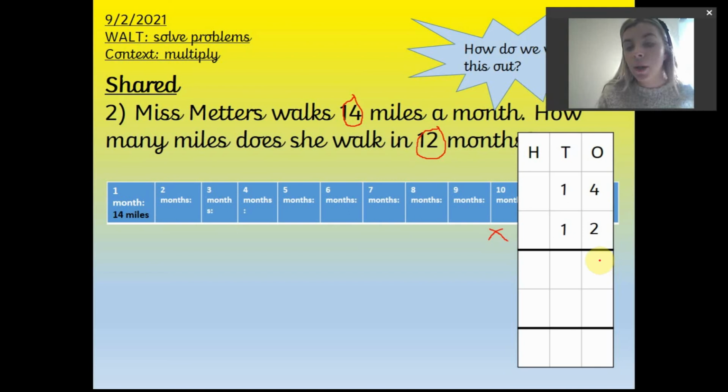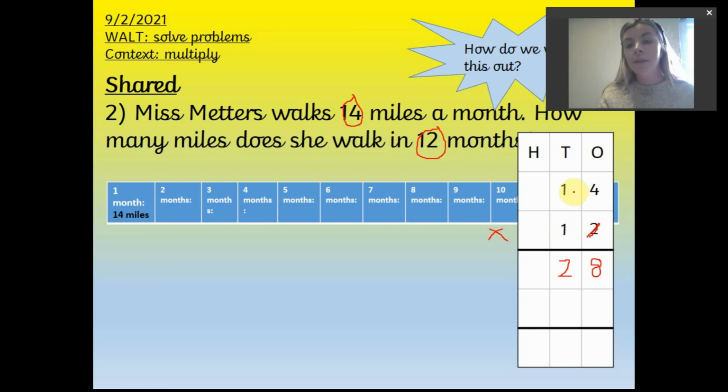So we do 2 times 4, which is 8. And then we do 2 times 10. You could do 2 times 1, which is obviously 2, but 2 times 10 is 20. We know that. So we put our 20 in here. I'm going to cross out this number because I've used it now. I don't need to worry about it anymore. I've done 14 times 2.